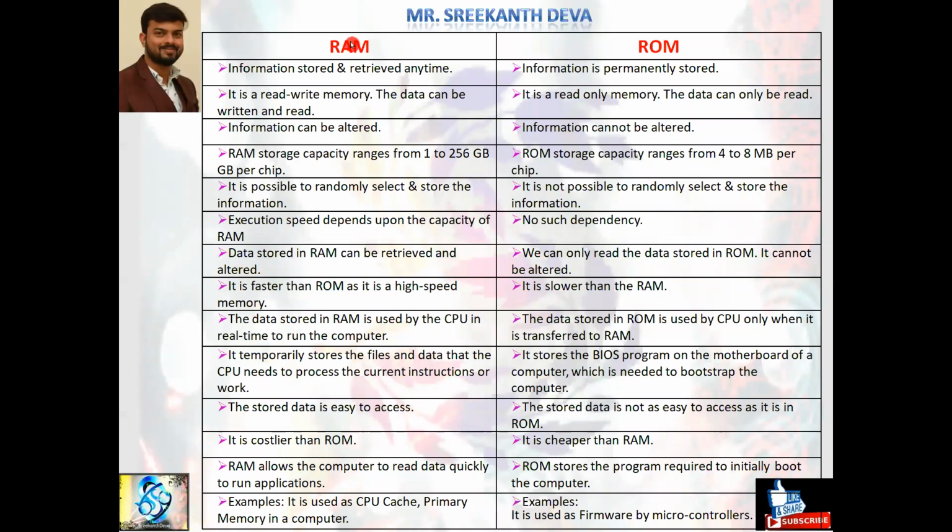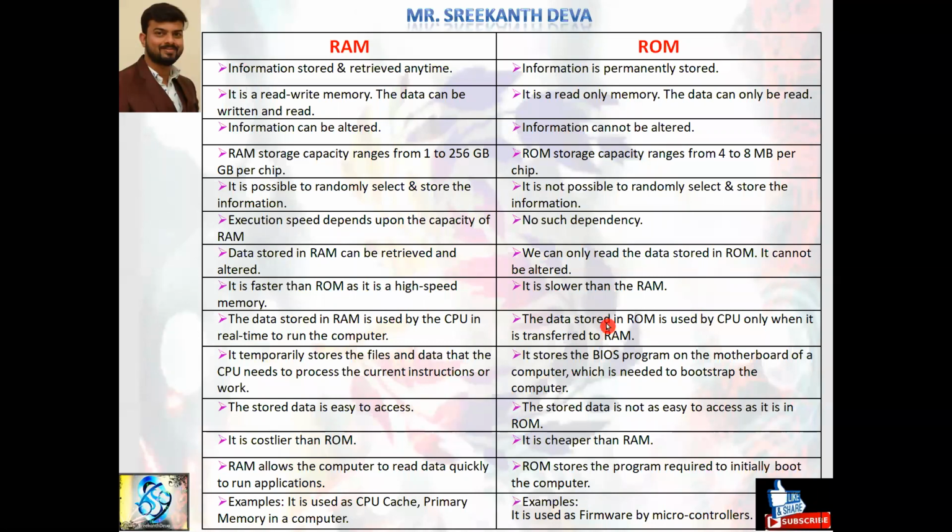Next, RAM is faster than ROM as it is a high-speed memory. I told you, if you increase the capacity of the RAM, it increases the speed. That's why RAM is faster than ROM. It is a high-speed memory. But ROM is slower than RAM. In RAM, the data stored is used by the CPU in real time to run the computer.